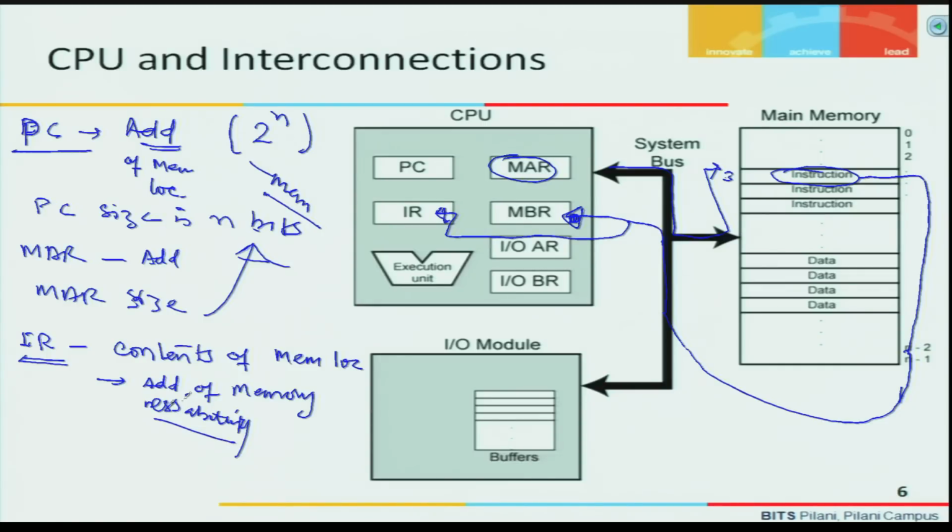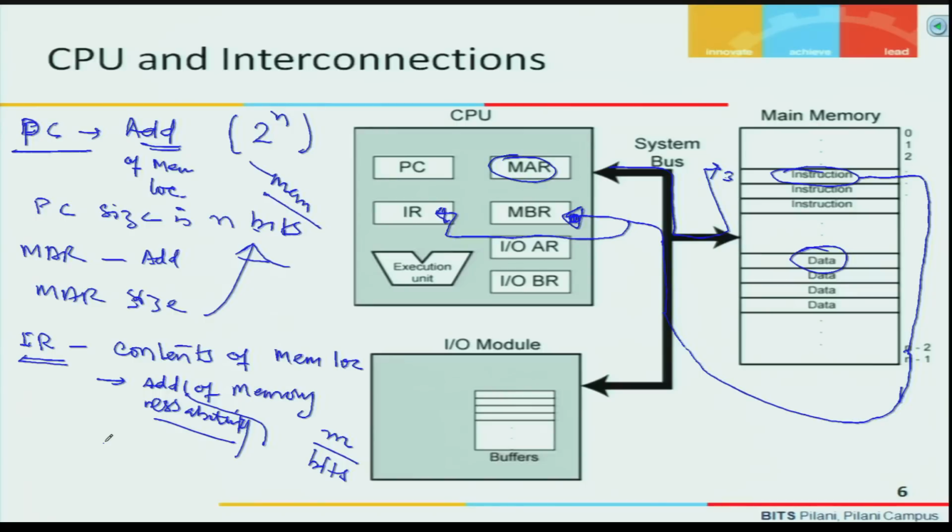Okay, so this is addressability of the memory. MBR means we are storing the data, so data also occupies one memory location. If one data item can be stored in one location of the memory, then the MBR size is also equal to m. Here, let us say addressability is m, so IR size should be m bits. Similarly, MBR size is also m bits.